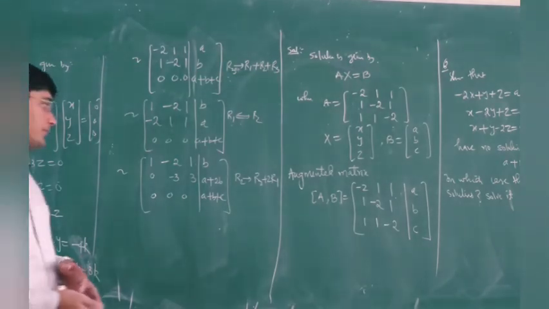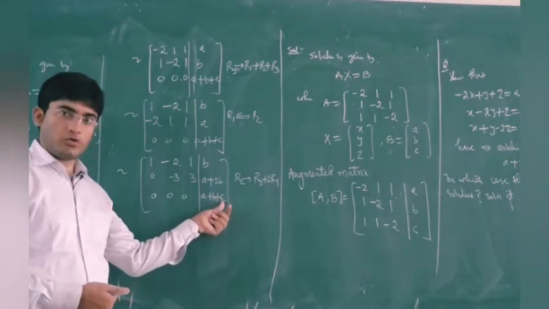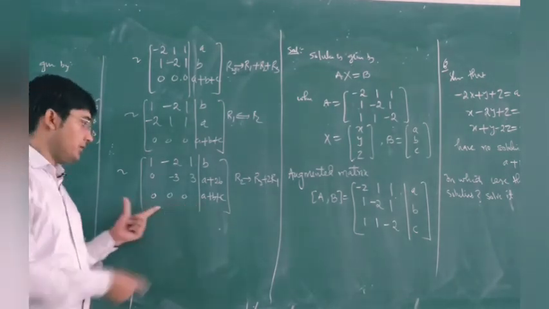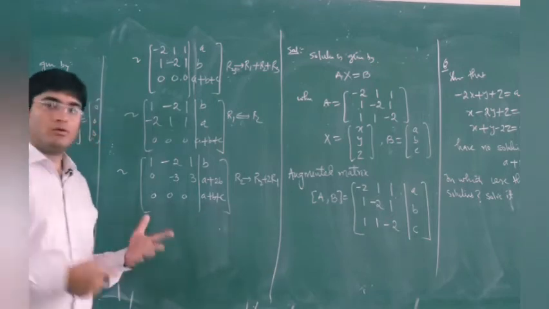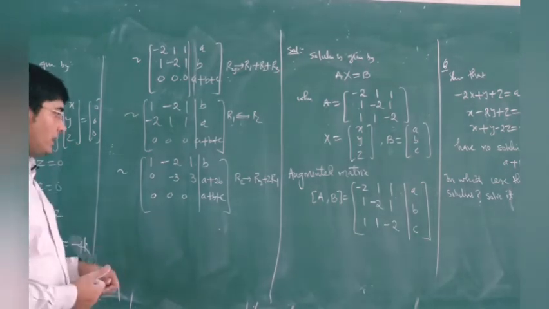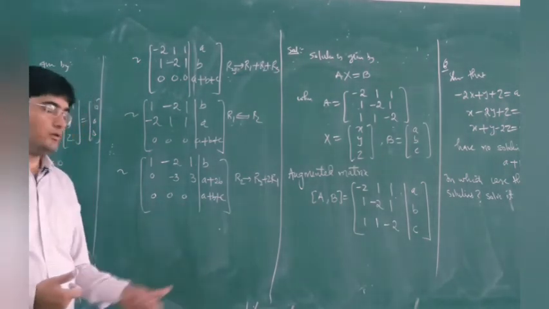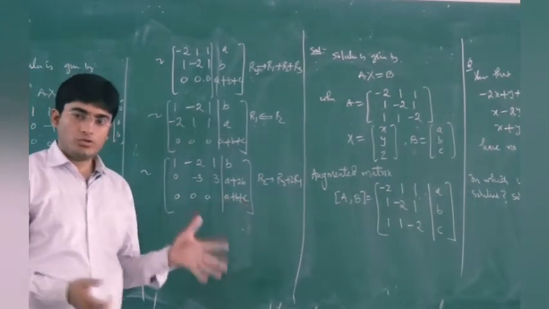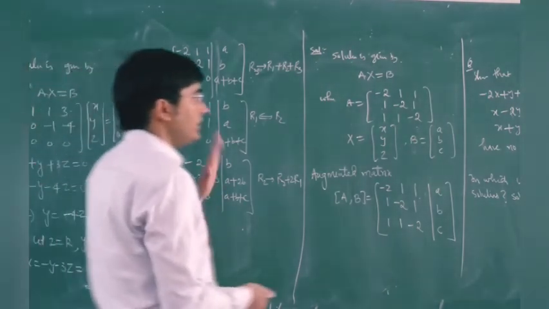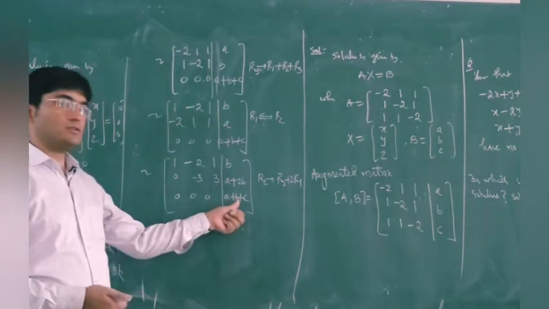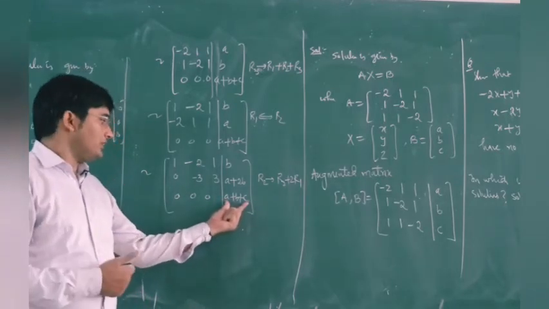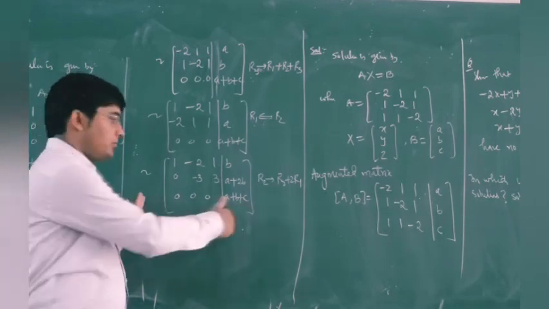Now, if A plus B plus C is not equal to 0, then you can see that the rank of A is 2, but in that case the rank of A comma B will become 3. So as the rank of A and the rank of AB are not equal to each other when A plus B plus C is not equal to 0, in that case we will not have a solution. That means there is no solution unless this is equal to 0. We will have a solution only when it is equal to 0, because only then the rank of A will be equal to the rank of the whole AB.